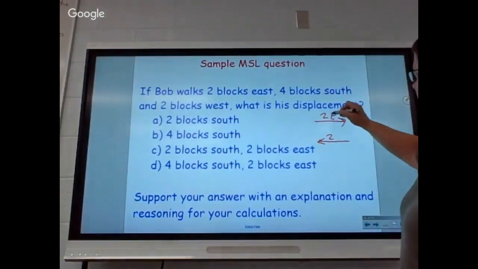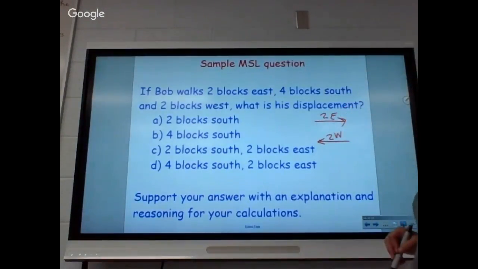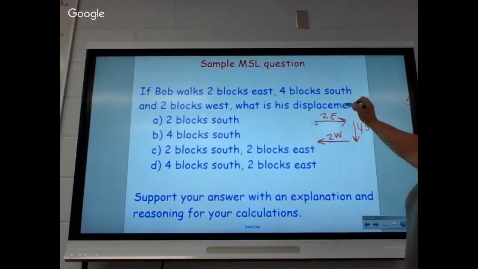So let me put an E and a W there. Okay, and what else do we have? You got 4 south. Okay. So these 2 are going to cancel each other out. So you just got 4 blocks left. Okay, so we're just left with 4 blocks south. Yeah. Okay.